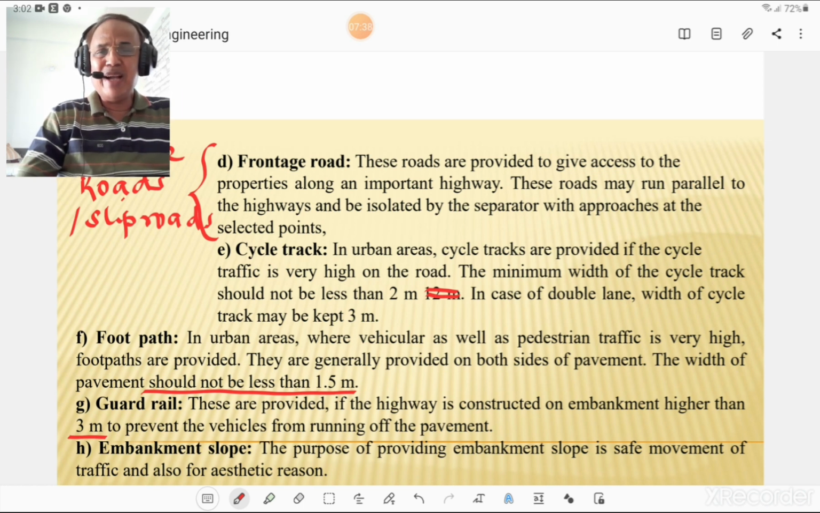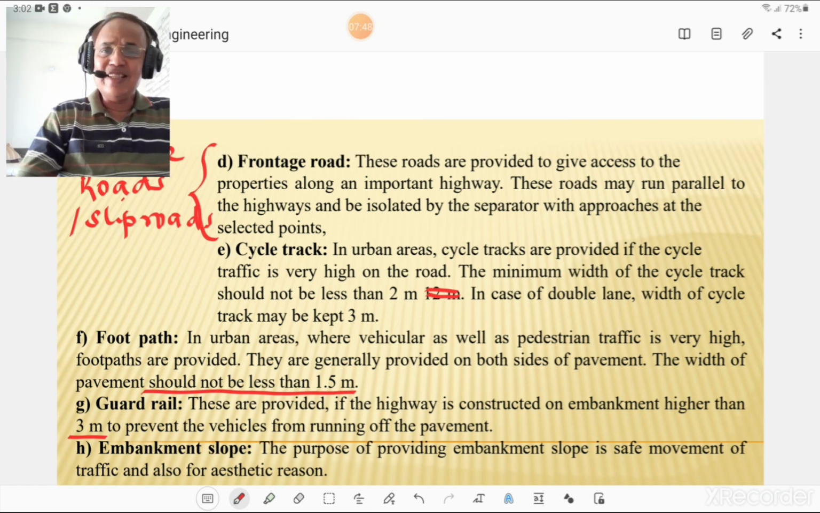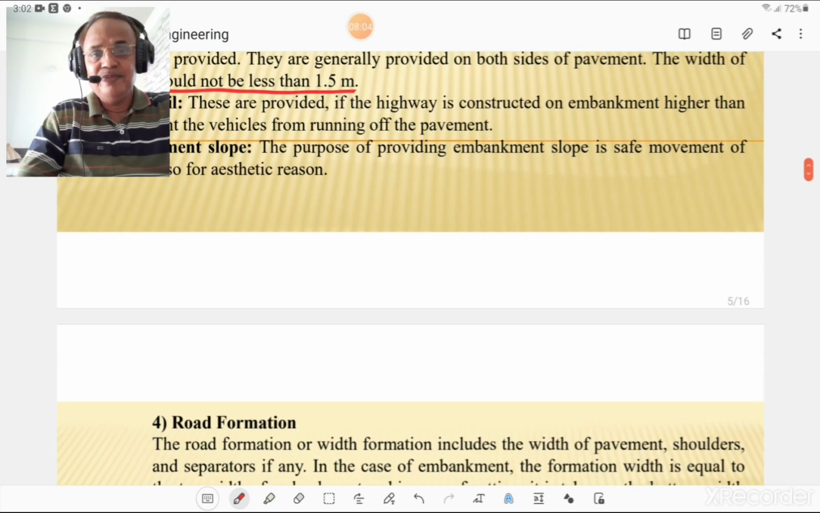Okay, then embankment slope. The embankment slope is near the shoulder. The purpose of providing an embankment slope is the safe movement of traffic, and also for aesthetic reasons, and also for drainage, because if we keep the road at a certain height, the rainwater does not enter into the highway, which leads to a safer highway and a highway which is watertight.